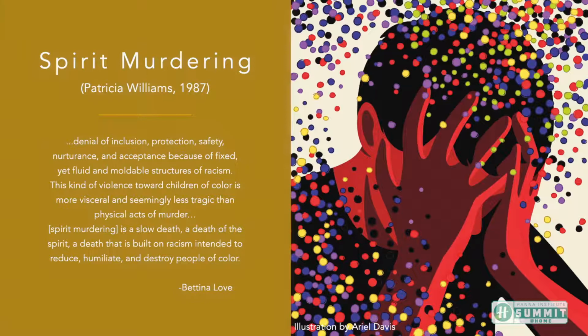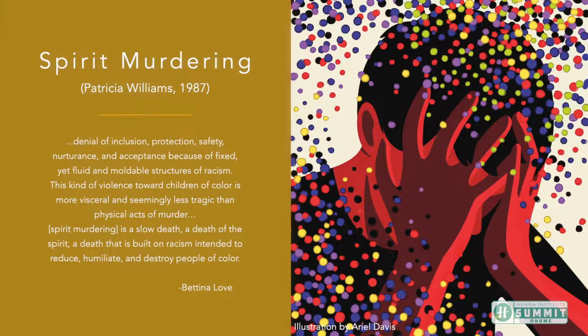Spirit murdering is the denial of inclusion, protection, safety, nurturance, and acceptance because of fixed yet fluid and moldable structures of racism. And she speaks about this in regards to our educational system. This kind of violence toward children of color is more visceral and seemingly less tragic than physical acts of murder. But what it does is it's a slow death, a death of the spirit, a death that is built on racism intended to reduce, humiliate, and destroy people of color.